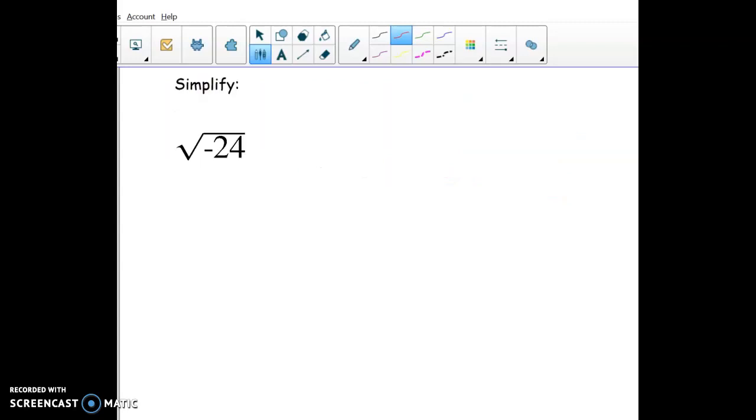So the rest of this is just to go over imaginary numbers again. And imaginary numbers are just negative square roots. And so they usually have i in them. And so you just got to clean this up. So pause the video, give it a shot.